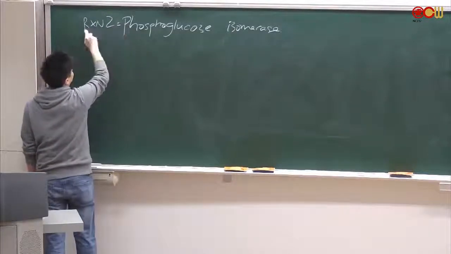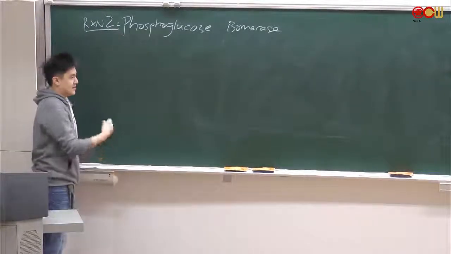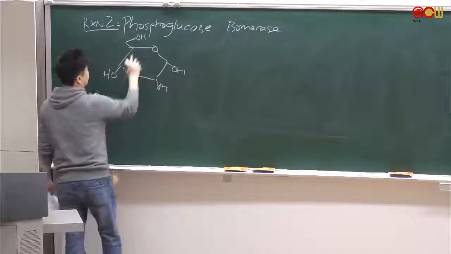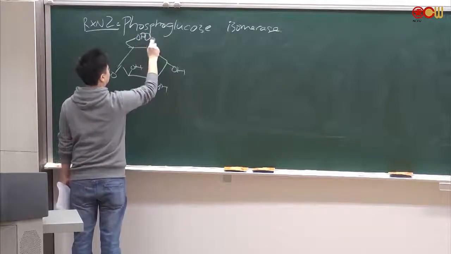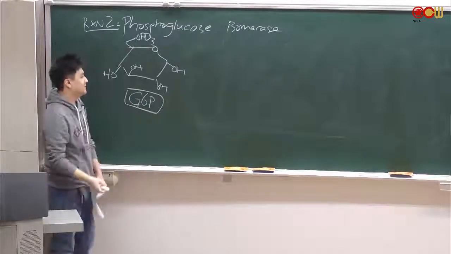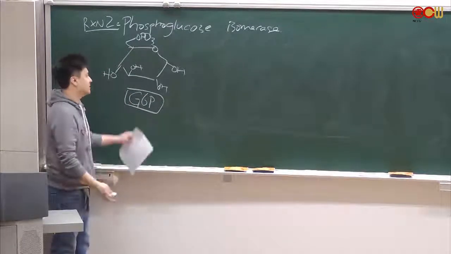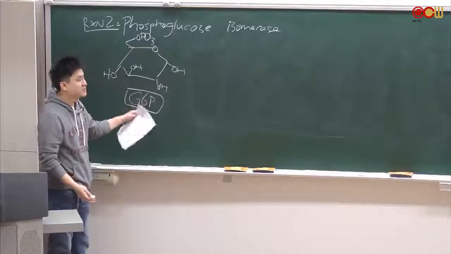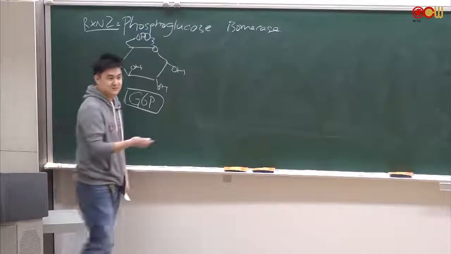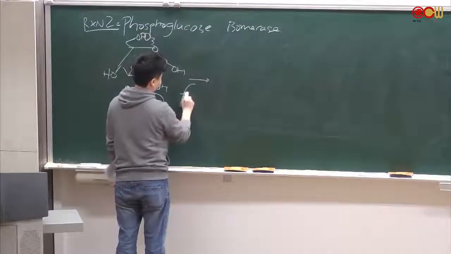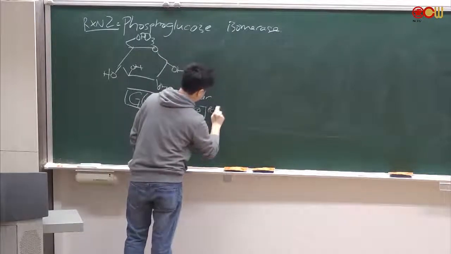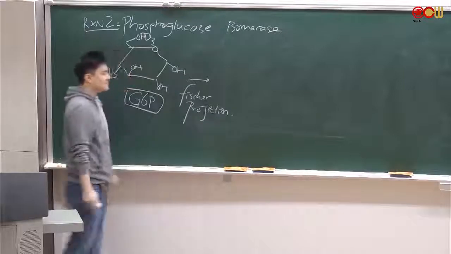RXN stands for reaction. Reaction 2. Essentially, let's start with glucose. This is G6P, glucose 6-phosphate. The first thing I'm going to do is turn this Haworth projection into a Fischer projection. Do you guys remember how to do that? No? Maybe? Maybe okay? Fischer projection.